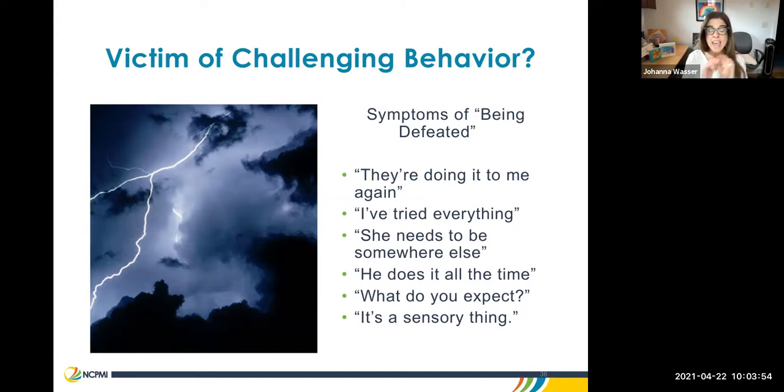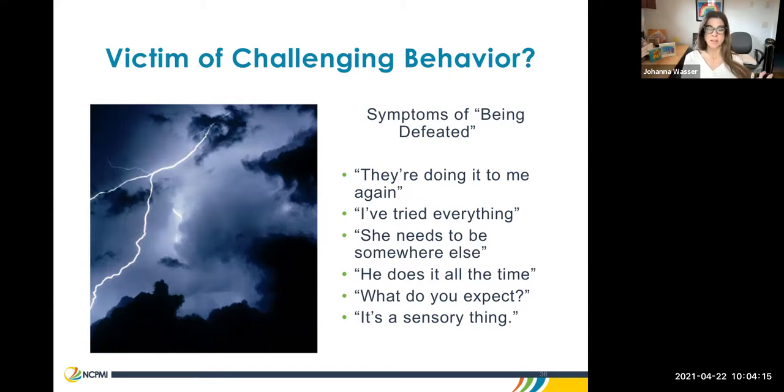So, they're doing it to me again. I've tried everything. She needs to go somewhere else. She's just not ready for this classroom. He does it all the time. And what do you expect? You know, he's a Smith. I had his brother last year, same thing.